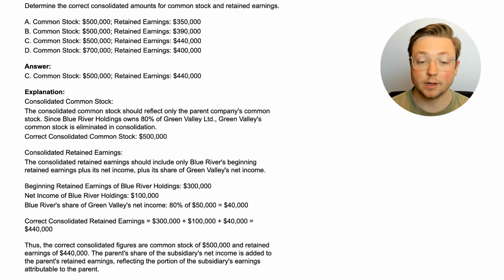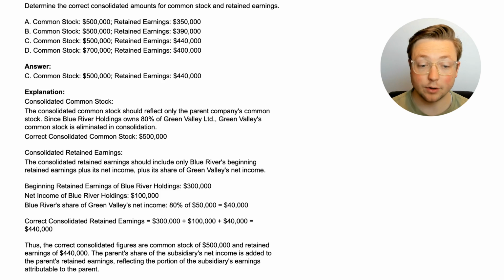When it comes to the consolidated common stock, the consolidated common stock should reflect only the parent company's common stock. Since Blue River Holdings owns 80% of Green Valley Ltd., Green Valley's common stock is eliminated in the consolidation. So because they are a subsidiary, all of their equity is eliminated.